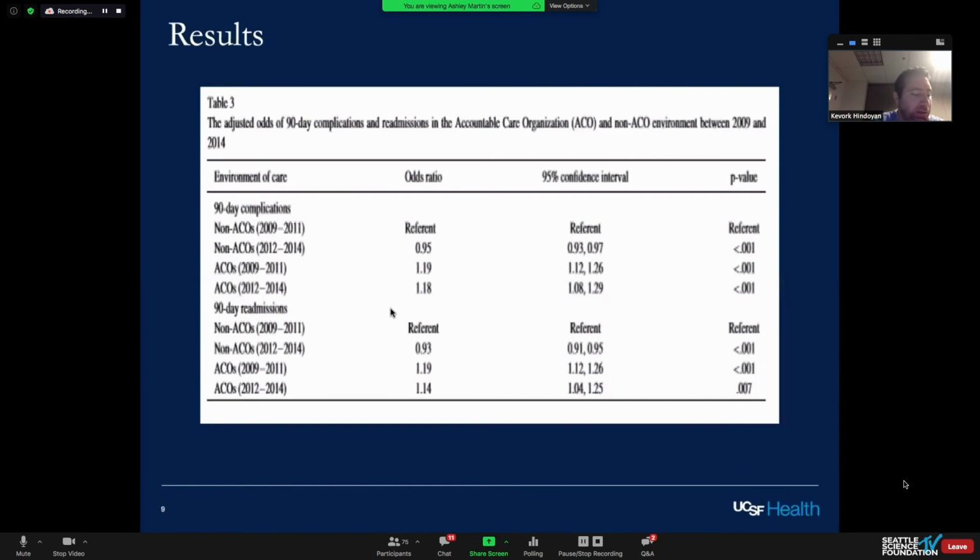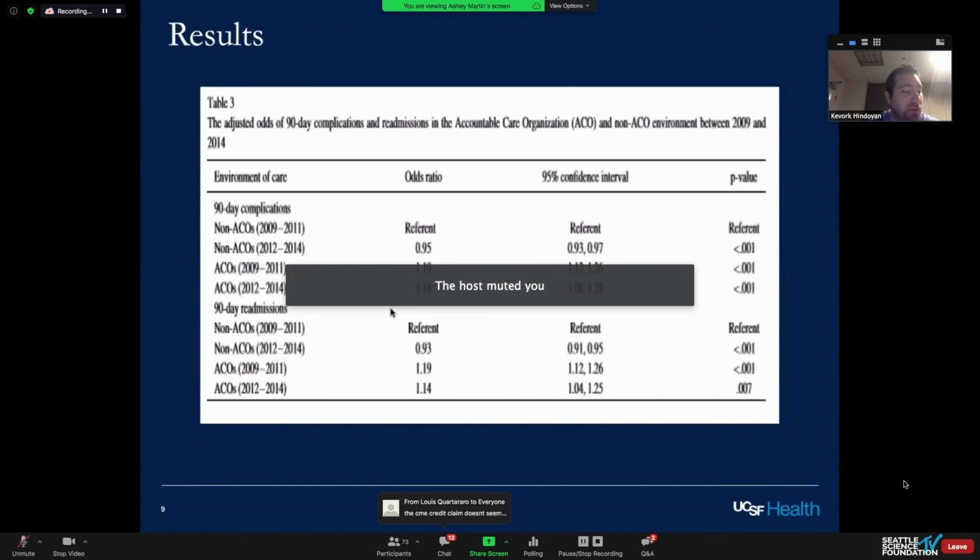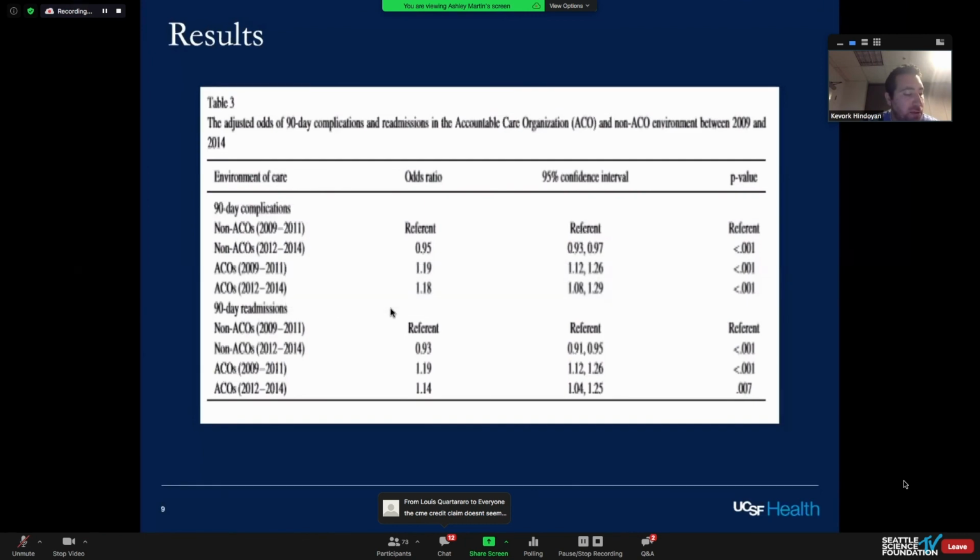In table three, this again showed similar findings, and this looked at the adjusted odds of 90-day complications and readmissions, again in ACOs and non-ACO environments between 2009 and 2014. And ACOs in 2012 to 2014 were found to have an 18% increase in the odds of complications and a 14% increase in the odds of readmission as opposed to non-ACO environments. Non-ACOs in 2012 to 2014 actually showed modest reductions in the odds of complications and readmissions as compared to the period from 2009 to 2011.